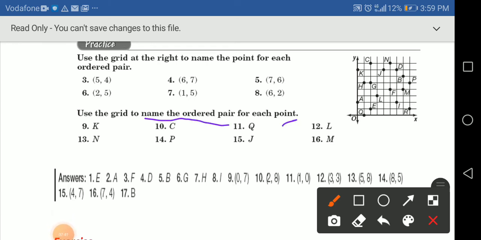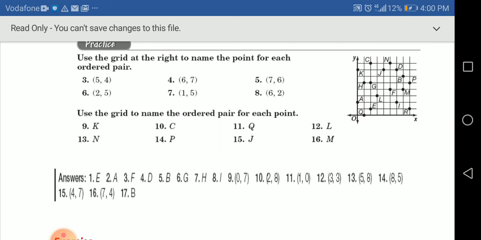What about if I ask you to use the grid this time to name the ordered pair for each point given? If I say K, so look at the y-axis. Did I move to the right or just on the y-axis here? Just on the y-axis. So I'm going to start K with 0, because on the x-axis I didn't move to the right. Then I moved up how many points, guys? 1, 2, 3, 4, 5, 6, and 7. So it means that it's 0 and 7.